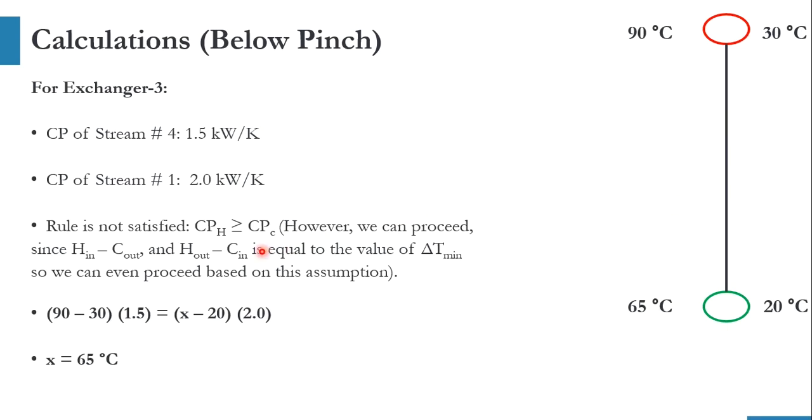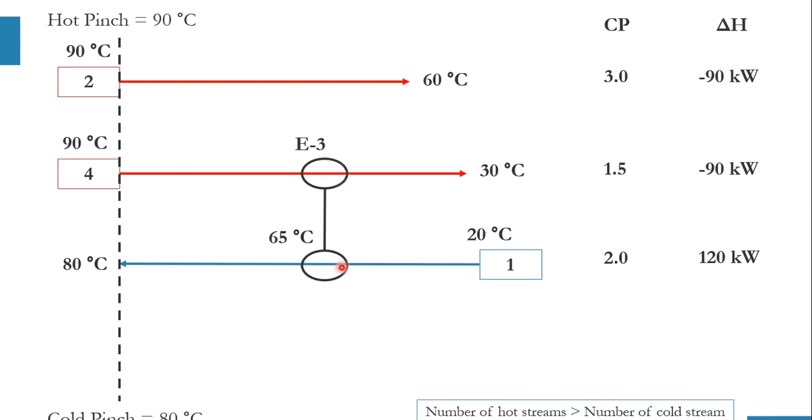Since it is equal to delta T minimum, in this case it is higher than delta T minimum, in this case it is equal to delta T minimum. So we can proceed below pinch without doing a stream splitting, but please be noted that this rule is only applicable for below pinch system. So you can see we have placed a match between the stream number 4 and stream number 1. Its requirement was to give away 90 kilowatt while it could take 120 kilowatt. So it means that it still can take 30 kilowatt of heat. And from where it will take, from this stream number 2.